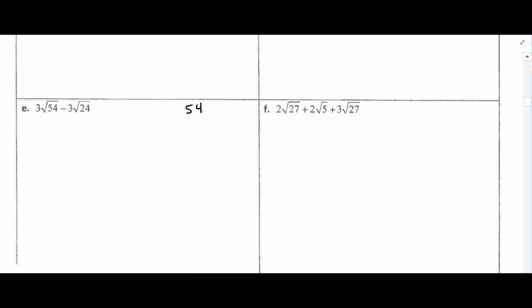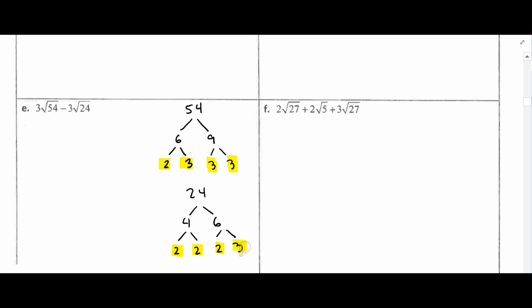So square root of 54, some factors of 54 are 6 and 9. And then 6 is going to be 2 times 3, so those are prime numbers. I'm going to highlight those. And then 9 is 3 times 3. Those are prime numbers, so I'm done simplifying square root of 54. And let's do the same thing with 24. 24 is 4 times 6, and 4 is 2 times 2, and 6 is 2 times 3. So again, these are my prime factors of 24.